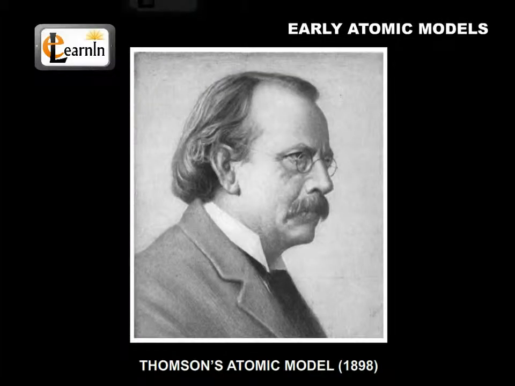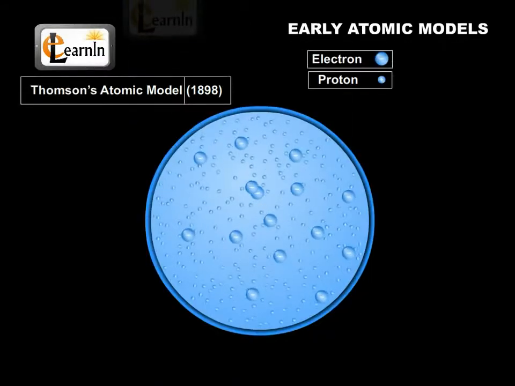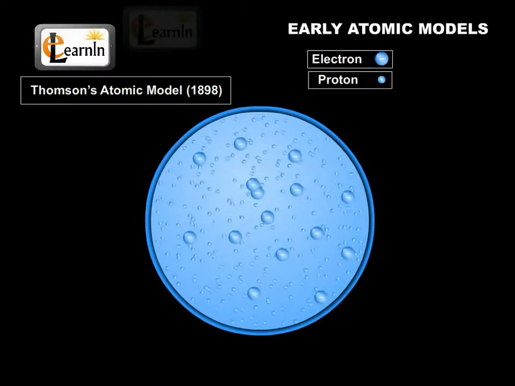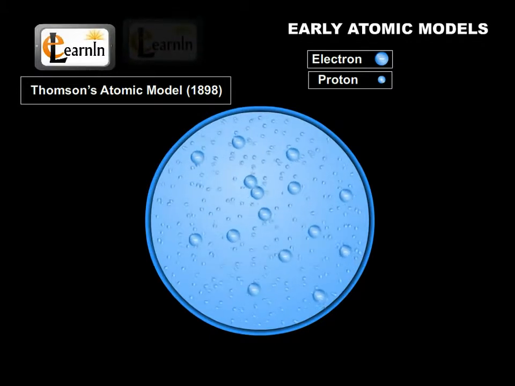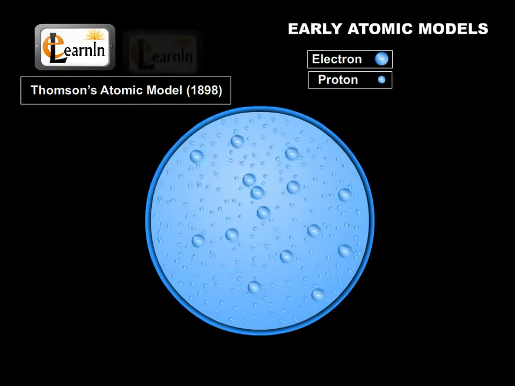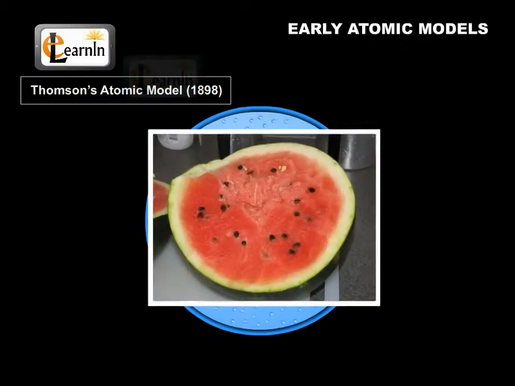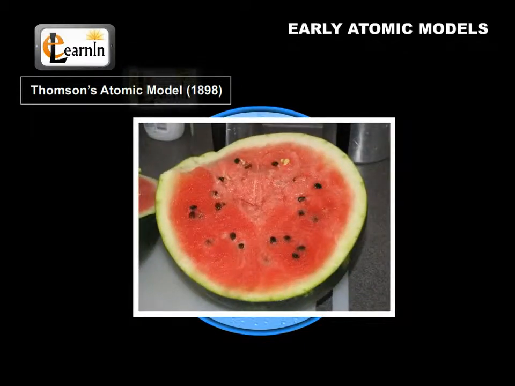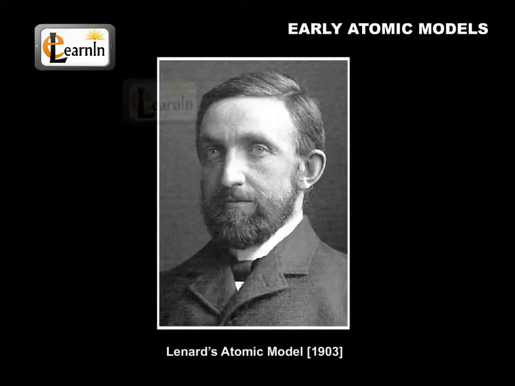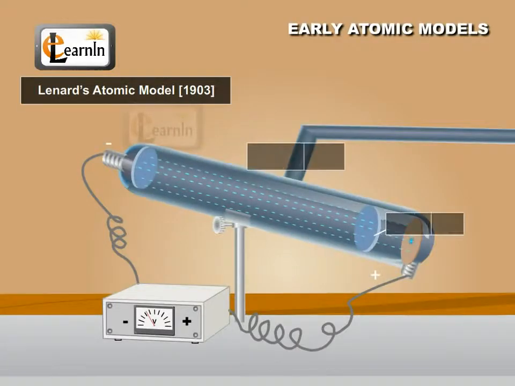Early atomic models. Thomson's atomic model, 1898. According to this model, the positive charge of an atom is thought to be distributed uniformly over the entire body of the atom with electrons embedded in it, similar to the seeds of a watermelon, so as to make the atom electrically neutral.